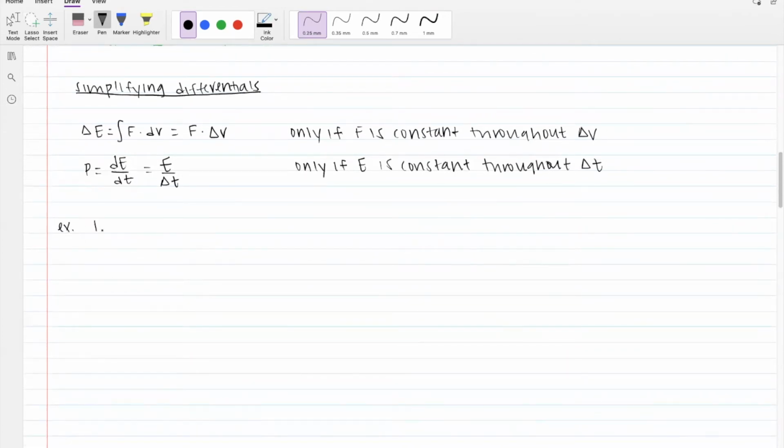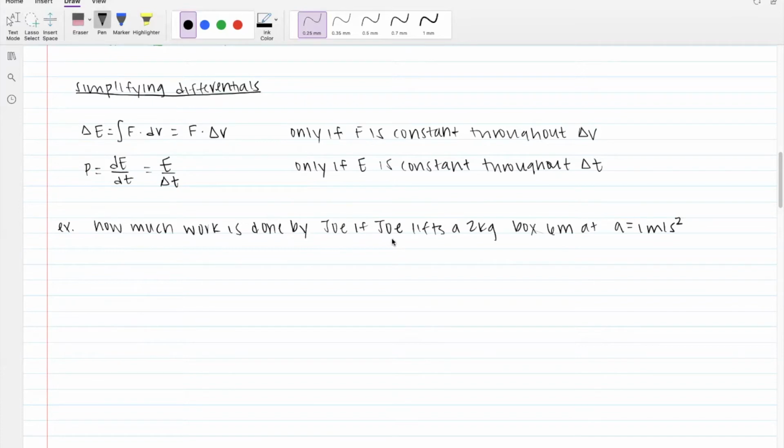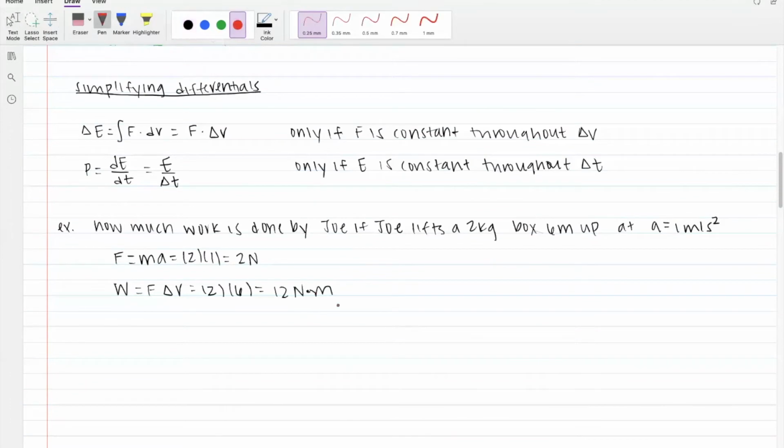Let's do another example. So let's look at this problem. How much work is done by Joe if Joe lifts a 2-kilogram box 6 meters up at an acceleration of 1 meter per second squared? Now this is getting really tricky because most students will just put F is equal to ma, which is equal to 2 times 1, which is equal to 2 newtons, and then work is equal to just F times delta R, which will then be 2 times 6, which is 12 newton meters. However, this is wrong. This is not the correct calculation of force that's being applied.